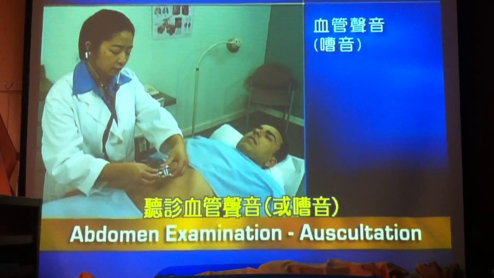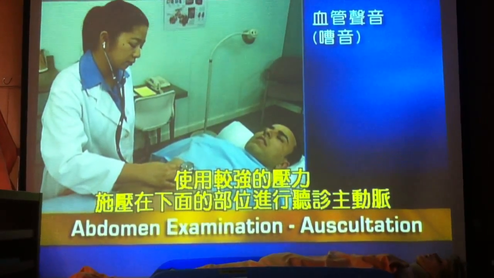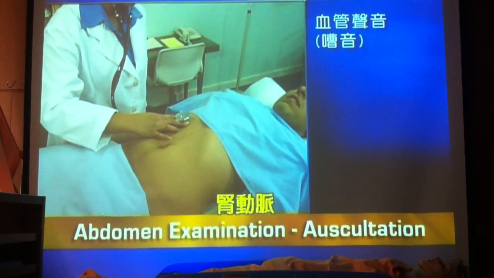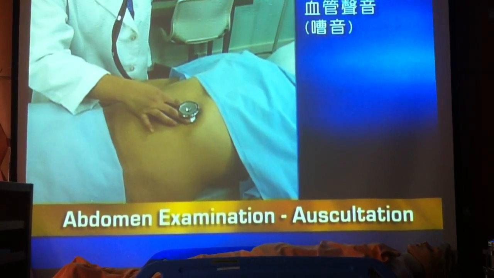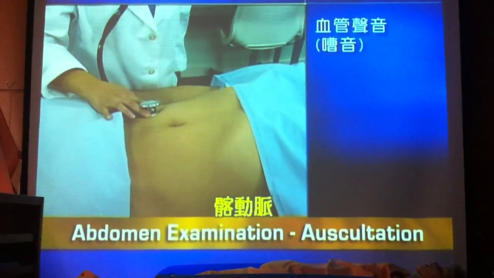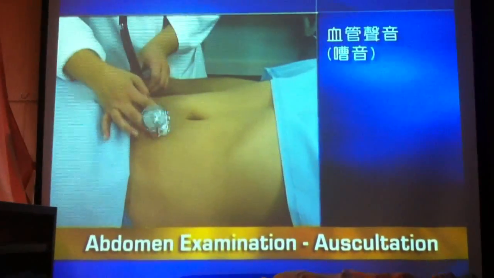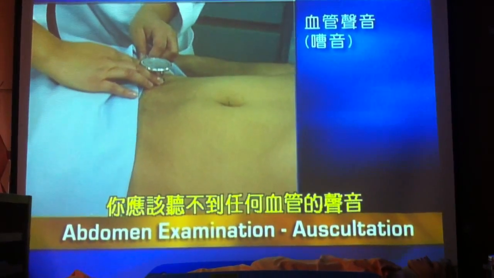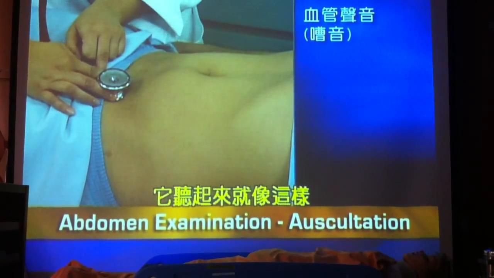Next, auscultate for vascular sounds, or bruits. Using firmer pressure, listen over the aorta, renal arteries, iliac arteries, and femoral arteries. You should hear no vascular sounds. If present, a bruit sounds like this.